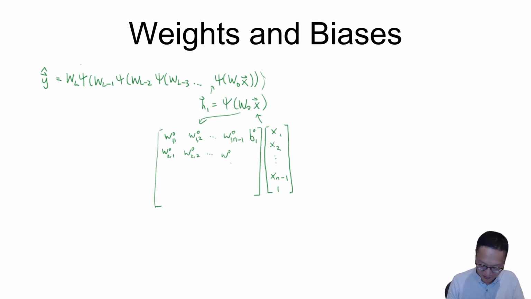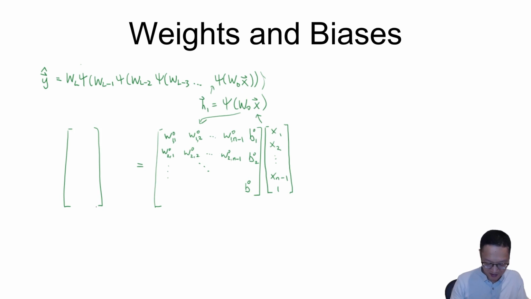So w21, w22, all the way to w2 n minus 1, and then we have b2. And this keeps going. Now how many rows do we have? So this whole thing needs to equal h1, and h1 is basically going to be... sorry, not h1 yet, but we like to call this z1. So before we apply the function psi, we call that z1. So this is going to be z.